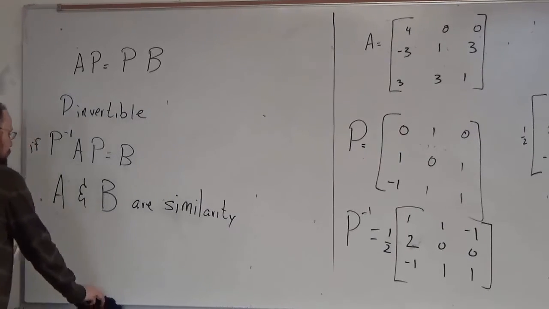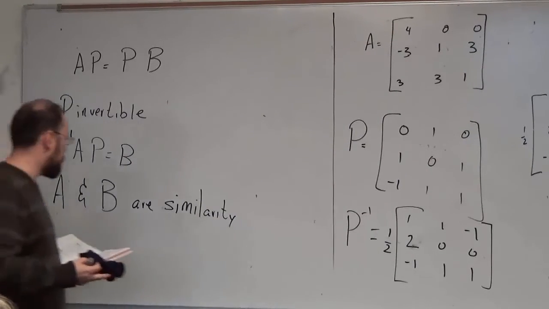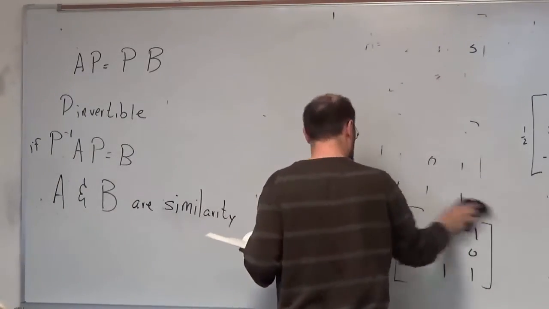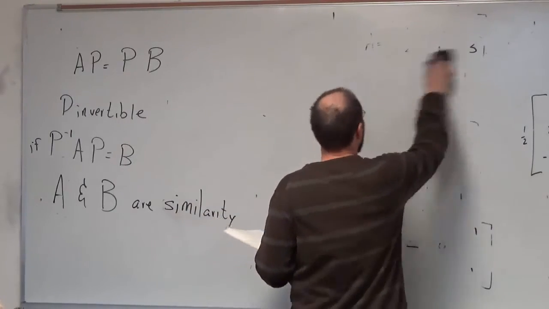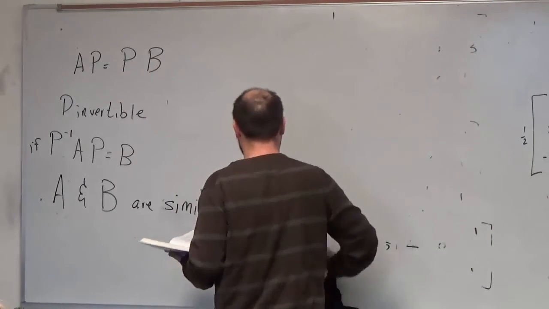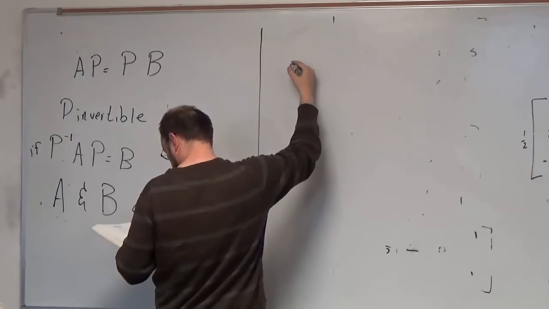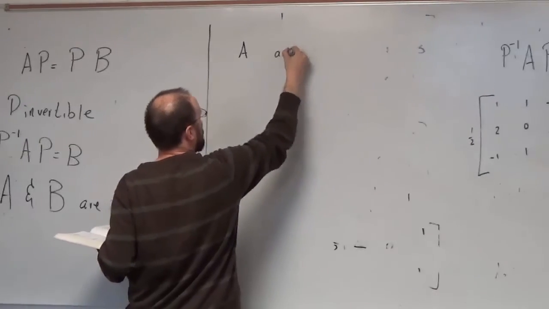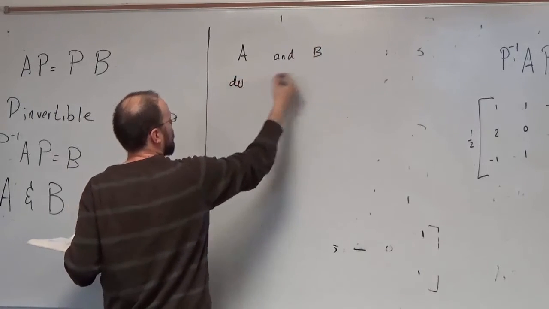You want to be aware that if we have similar matrices, they have some things in common. There's some things that are invariant. It's the same for both. So let's just list some of the invariants for similar matrices. If A and B are similar, then what do we know? A and B have the same determinant.